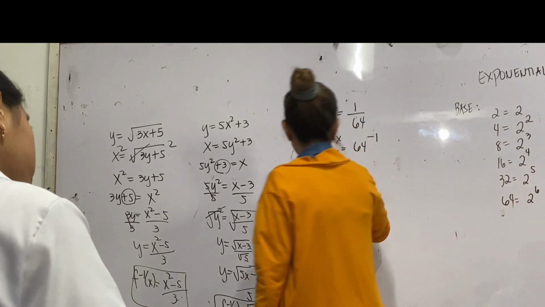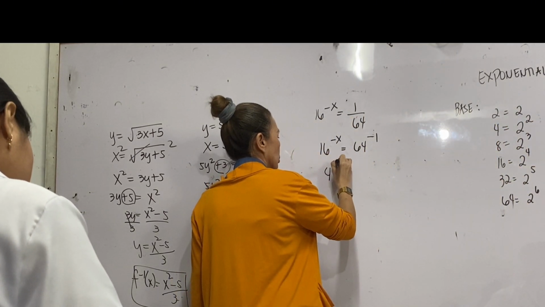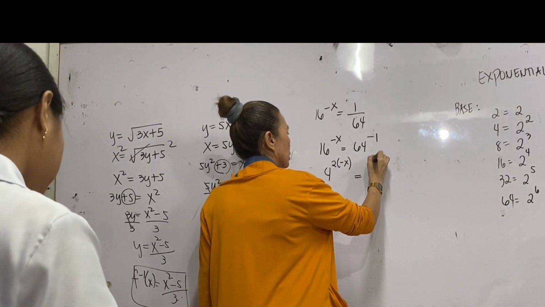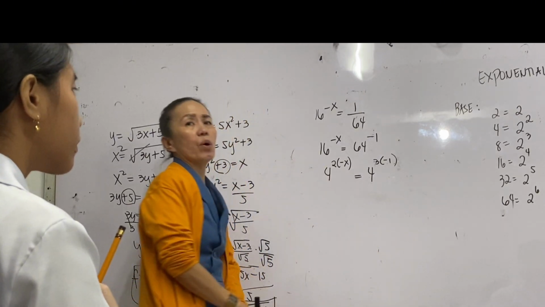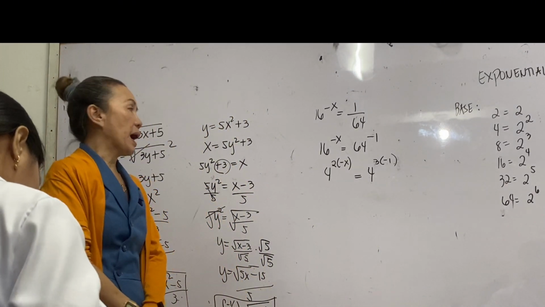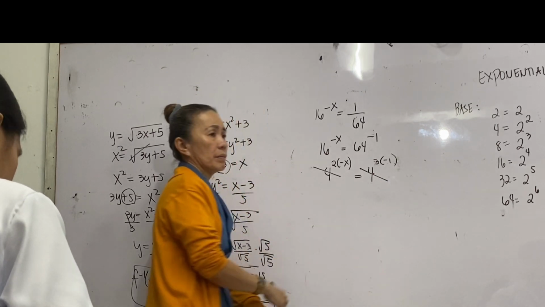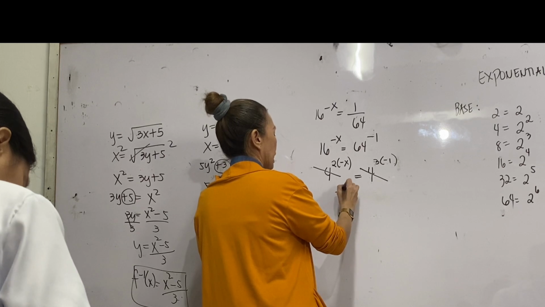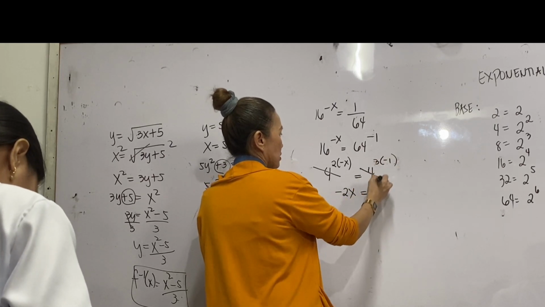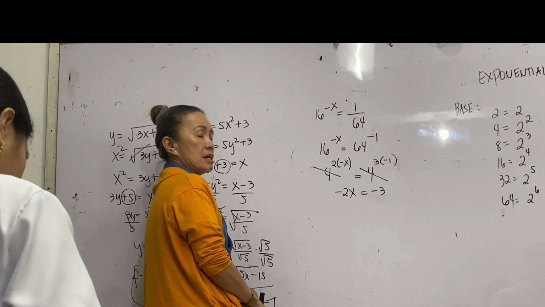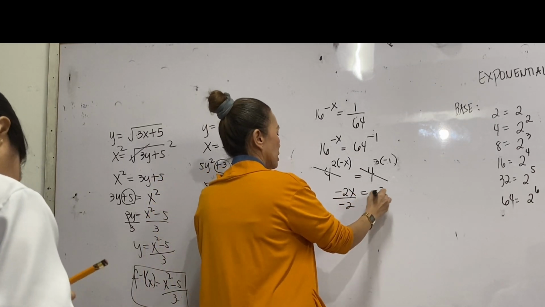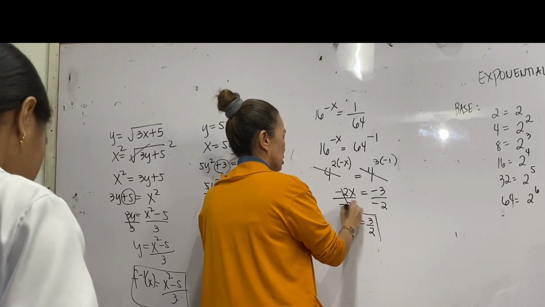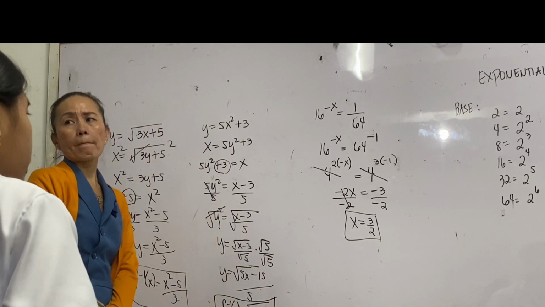Yung 16, gagawin natin 4 raised to 2 times negative x. Yung 64, 4 raised to 3 times negative 1. Nasusundan ba ako? Para daw, makancel natin yung base. O, ngayon, 2 times negative x, negative 2x. 3 times negative 1, negative 3. Both sides divide by negative 2. So, x is 3 halves. Nasusundan po?